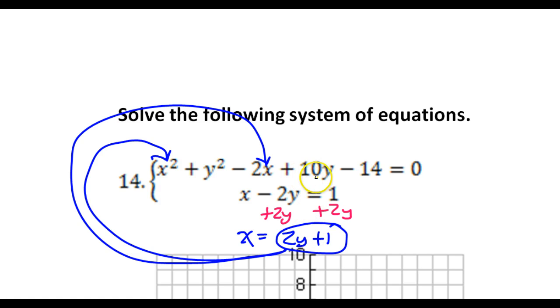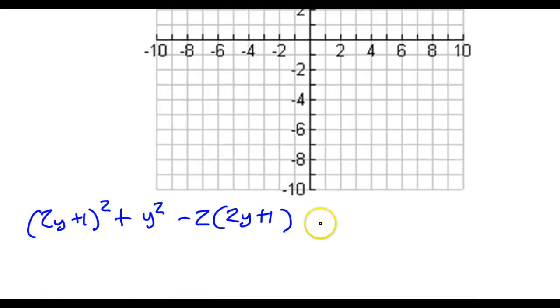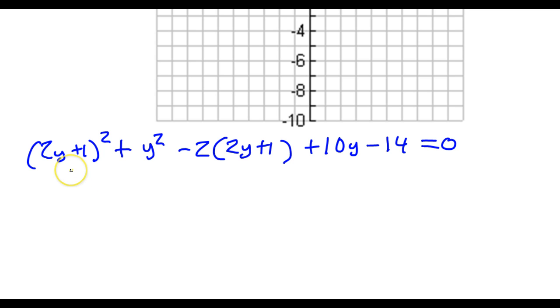Okay, and then I have the rest of it. 10y minus 14 equals 0. So plus 10y minus 14 equals 0. Notice that on this step we don't have any x's, all y's. So as soon as you see that, we should be able to solve this for y since it's only one variable. So like I sort of alluded to before, when you have a binomial squared, like we have right here, you have to write it out side by side. So you have to do 2y plus 1 times 2y plus 1.